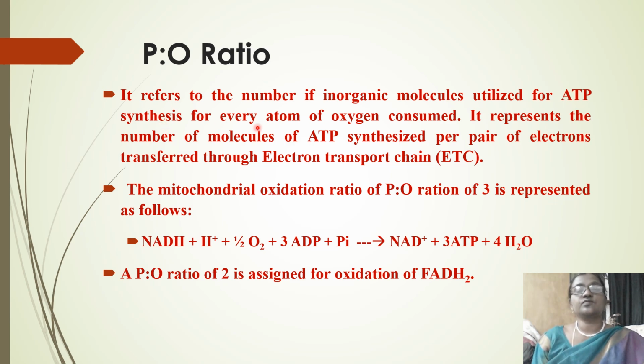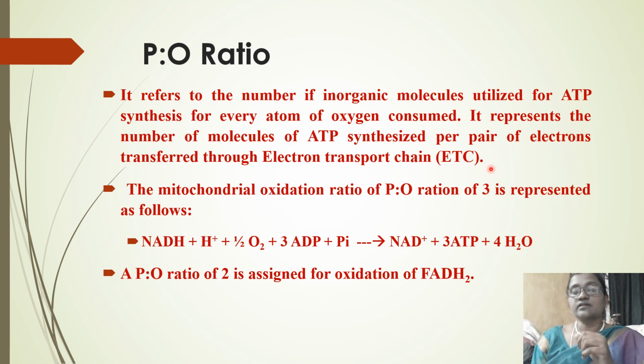What is P-to ratio? It refers to the number of inorganic phosphate molecules utilized for ATP synthesis for every atom of oxygen which is consumed. So it represents the number of molecules of ATP that are synthesized per pair of electrons transferred through the electron transport chain.